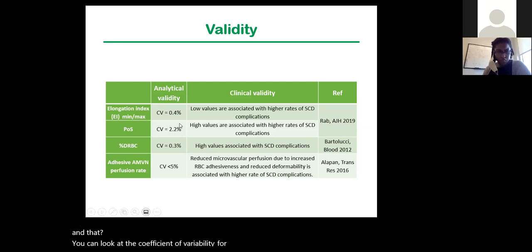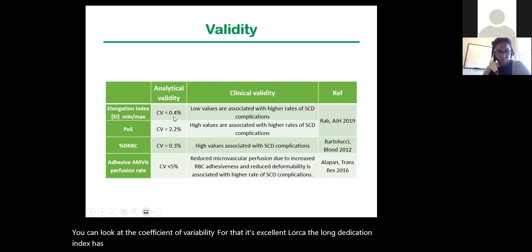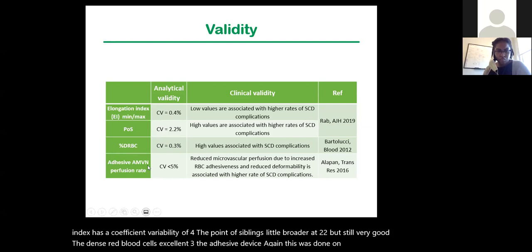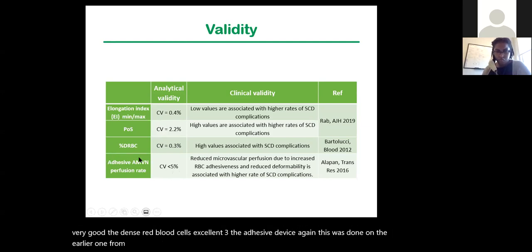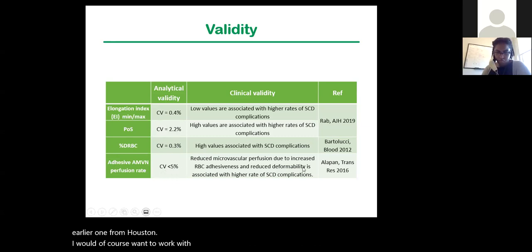It's excellent for the LORCA. The elongation index has a coefficient of variability of 0.4. The point of sickling is a little broader at 2.2, but still very good. The dense red blood cells, excellent, 0.3. The adhesive device, again, this was done on the earlier one from Houston. I would, of course, want to work with Wilbur's device to calculate it for this.